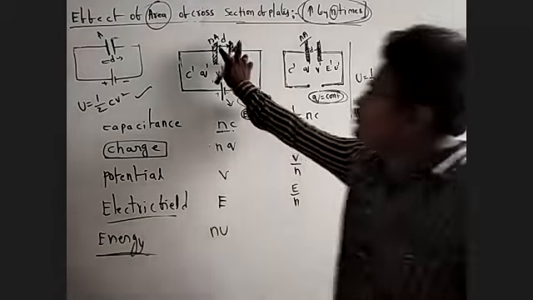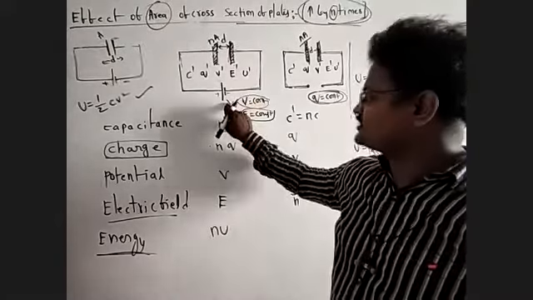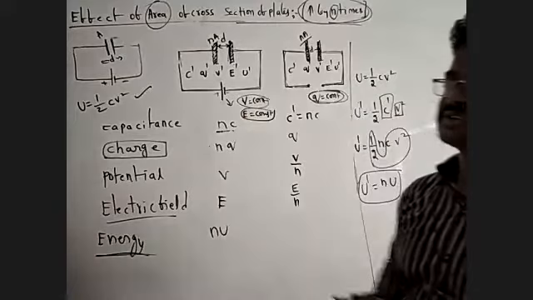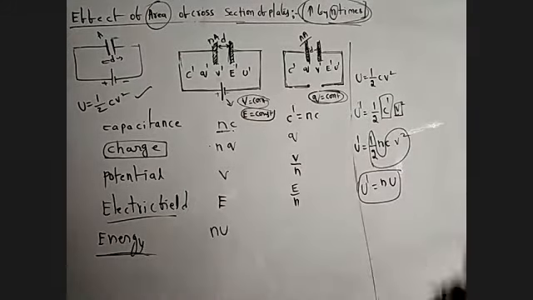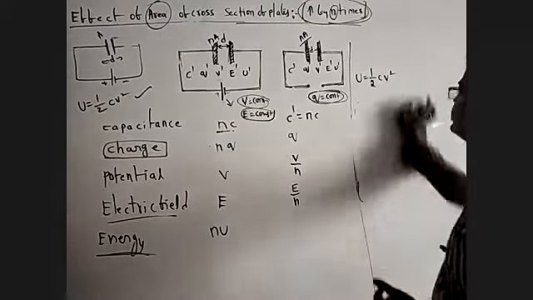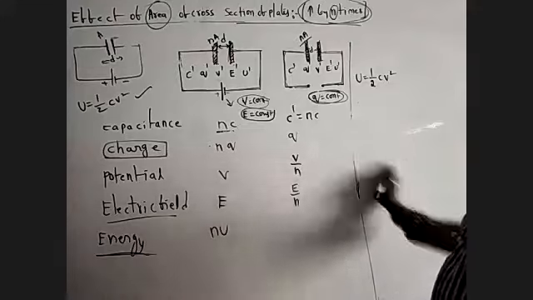Two plates connected to the battery means energy increases. If the two plates are not connected to the battery, energy may increase, may decrease. We have to find out. How can we find out? You see. That is U dash.